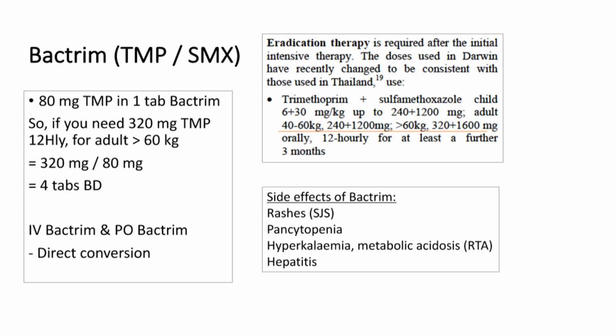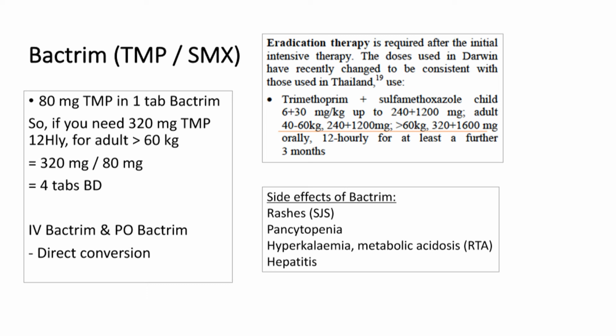So the eradication therapy is required after the intensive therapy. Now the doses that are used are trimethoprim plus sulfamethoxazole. In an adult patient who is 40 to 60 kilogram, the trimethoprim dose would be around 240 milligrams, whereas in an adult who is more than 60 kilogram, you will require 320 milligram of trimethoprim, dosed every 12 hours for at least 3 months, or according to the chart that I showed you earlier, if you have osteomyelitis or if the person has a CNS manifestation, then it will be for 6 months.